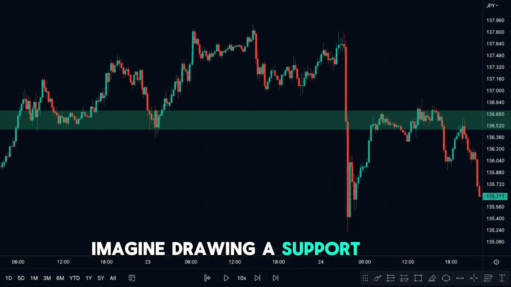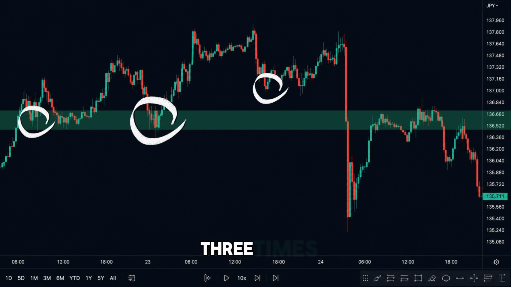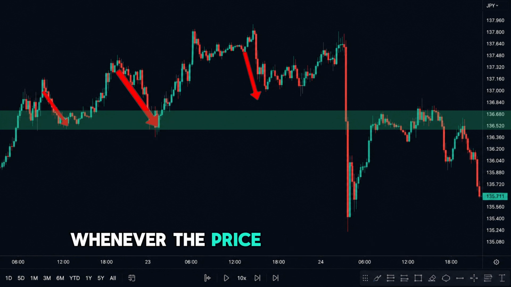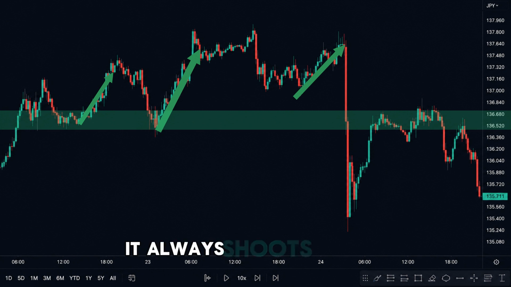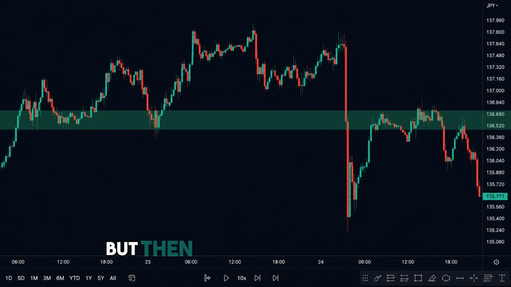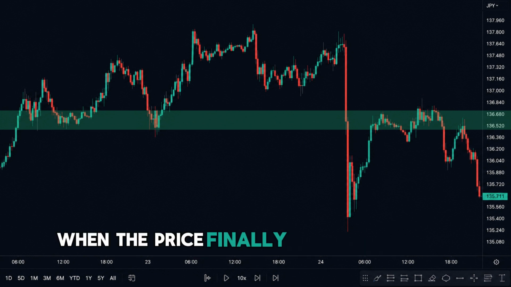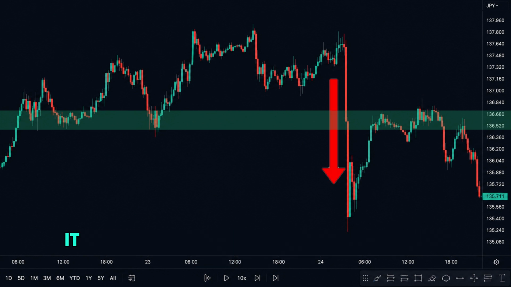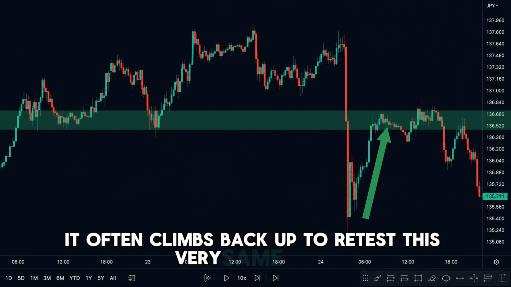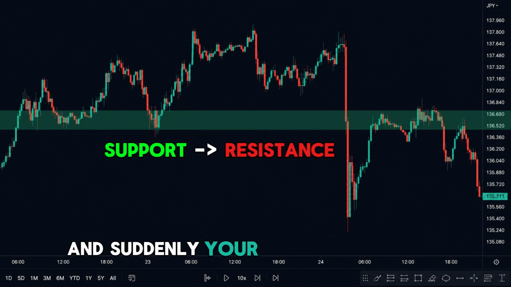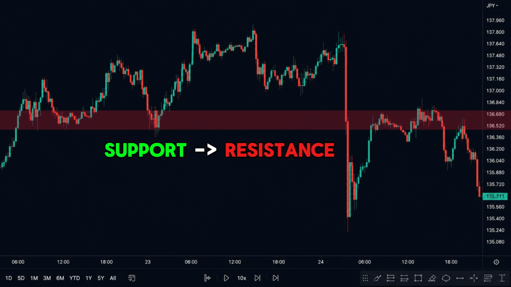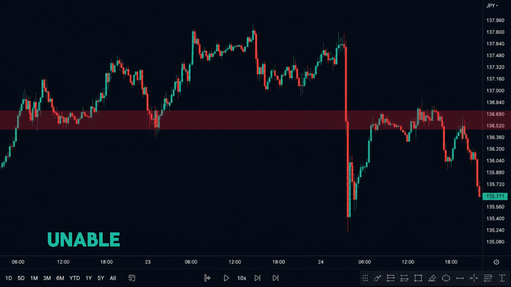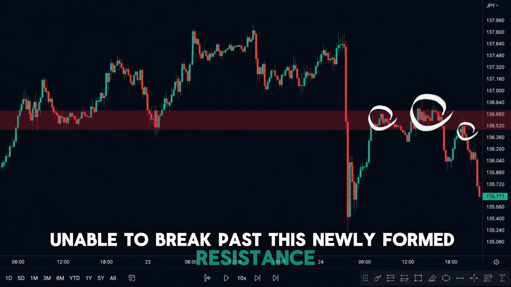Imagine drawing a support level at a point where the price reversed 3 times. Whenever the price dips back to this area, it always shoots back up. It's a very strong support level. But then, watch what happens when the price finally breaks through this support. It often climbs back up to retest this very same level, and suddenly, your old support level is acting as your new resistance level. You will see the price struggling, unable to break past this newly formed resistance.